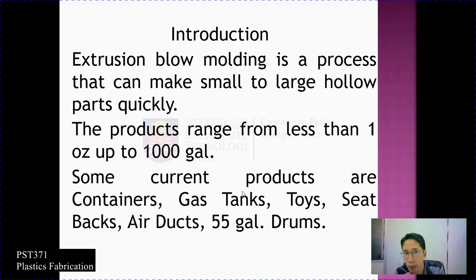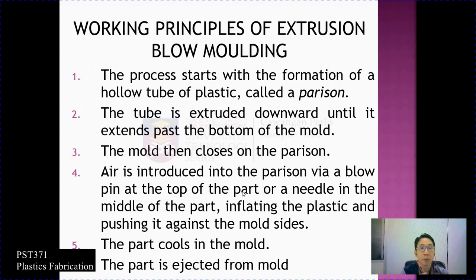This is the keyword of extrusion blow molding. You can make either very small or very large hollow parts very quickly. The production ranges from less than 1 ounce up to 1,000 gallons. Some current products are containers, gas tanks, toys, seat backs, air trucks, 55 gallon drums. Okay, even polymer drums are made from extrusion blow molding.